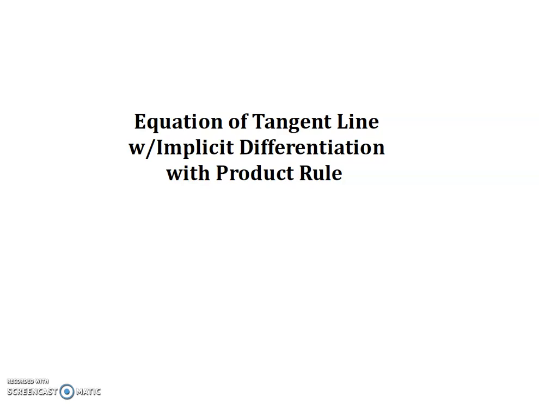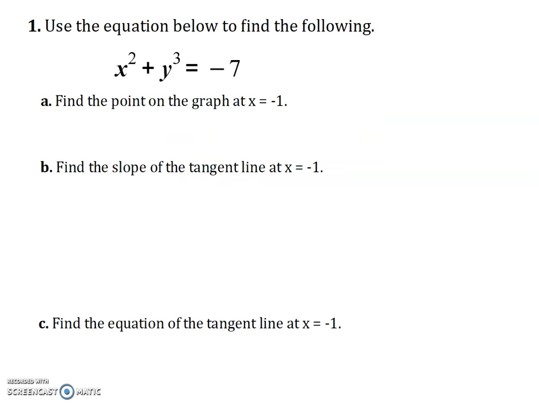We're going to write the equations of tangent lines today, which we've done, but we're just going to do it now where you've got to do the product rule in your derivative. So for number 1, we're going to use x squared plus y cubed equals -7 to find the following. For part A, we want to find the point on the graph. So that's the ordered pair.